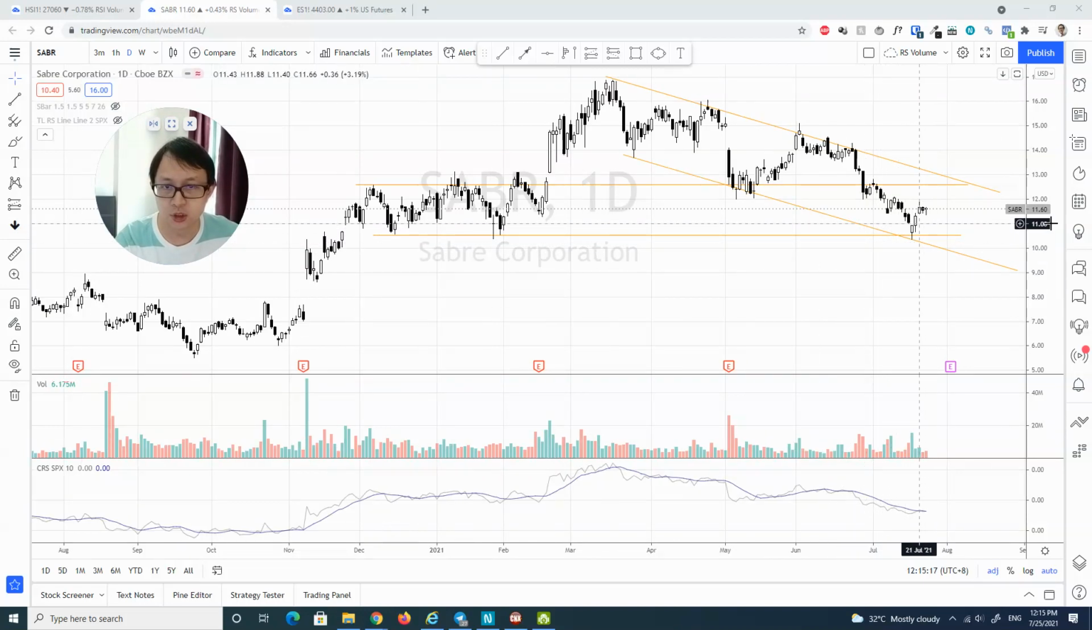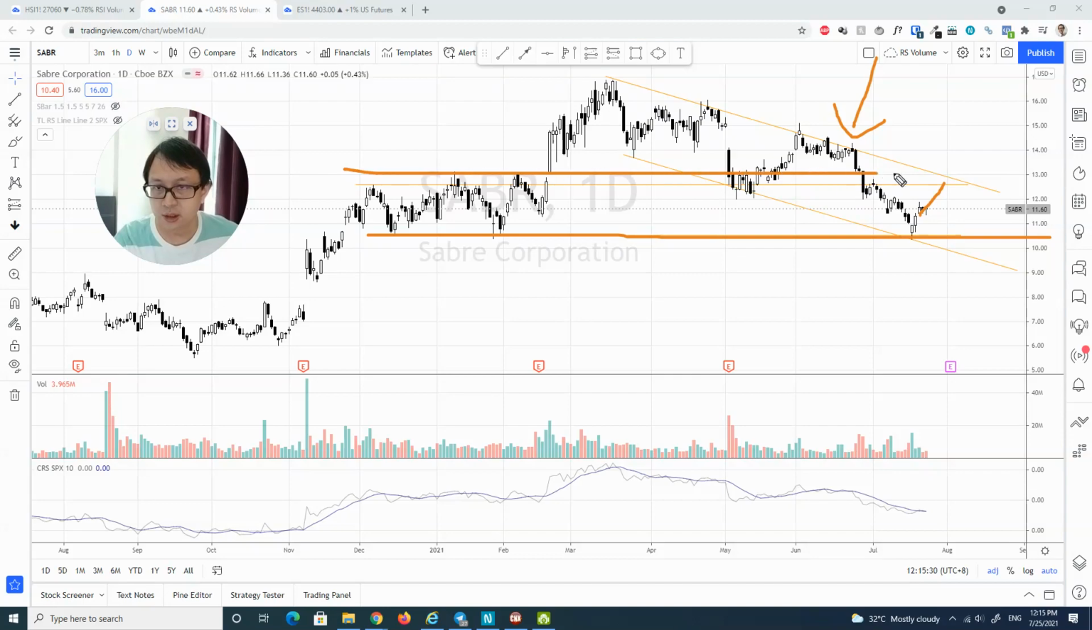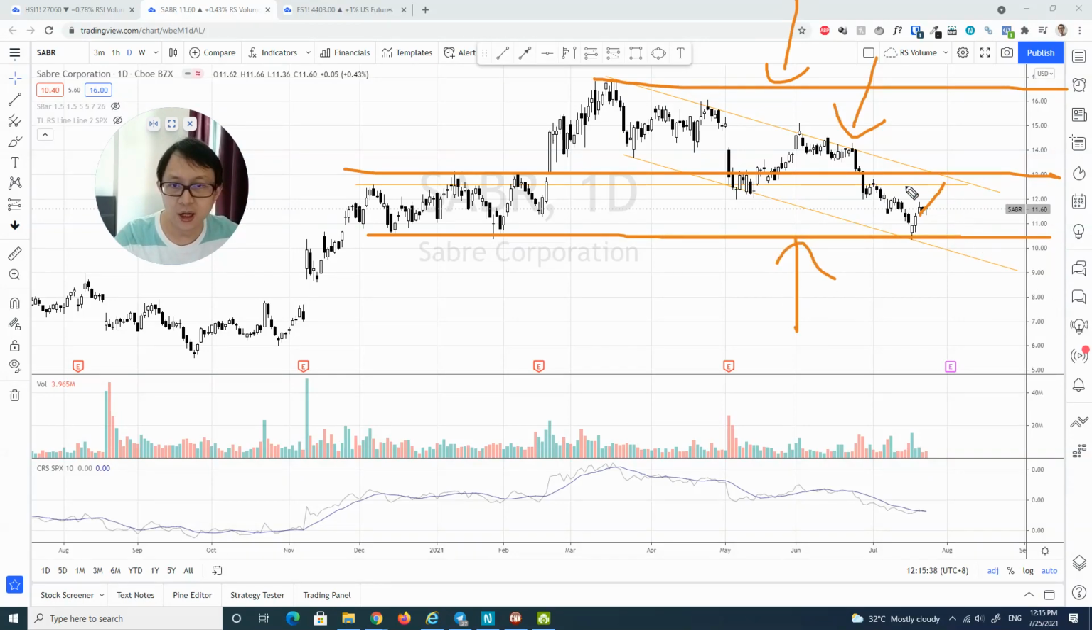At least short-term wise, it's probably on the way up, but the intermediate term will still be limited by this down channel. But it's probably still developing the structure within this big trading range. So that's the resistance, that's the support. You need to see how it actually interacts with the resistance level.